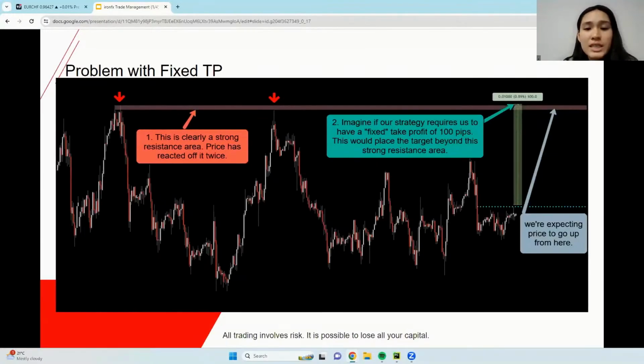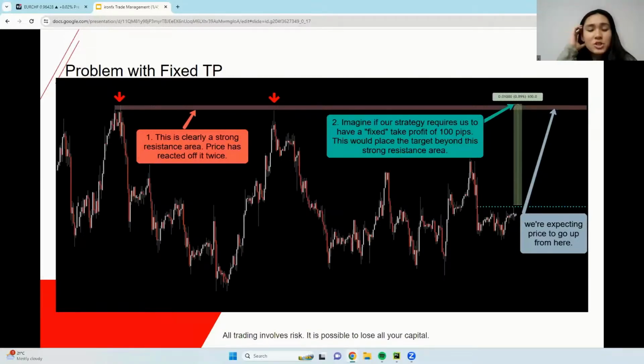Firstly, let's take a look at this example. The red area over here, you can see this red resistance level here. This shows us a strong resistance area since we have two swing highs, or we can see that price has reacted off this area twice. Okay, and it aligns with this red area that we've highlighted.